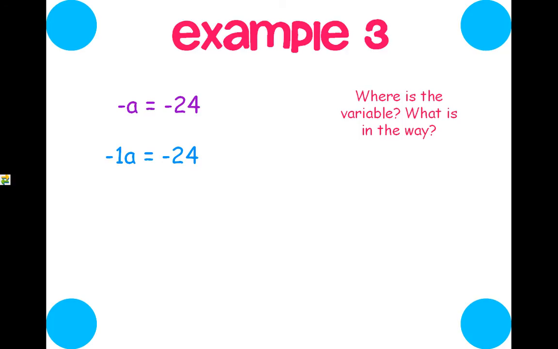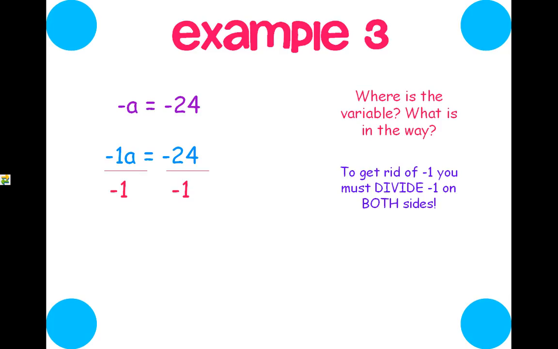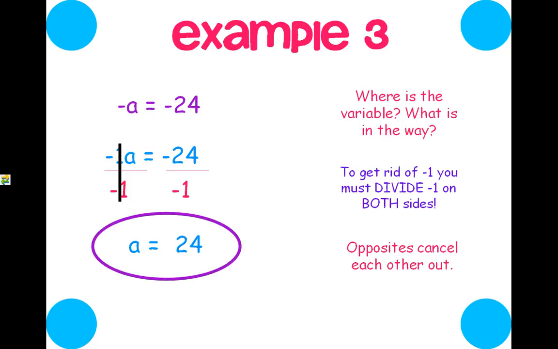So where's our variable? To the left, and what is in the way? Right now that -1 is in the way, and we're multiplying by that -1. So to get rid of it, we're going to divide, the inverse operation. So to get rid of a negative 1, you must divide by negative 1 on both sides. What you do to one side, dividing by negative 1, you must do to the other. Our opposites will always cancel each other out, these inverse operations, leaving us with a is equal to, and negative 24 divided by negative 1 is positive 24, and that is our answer.